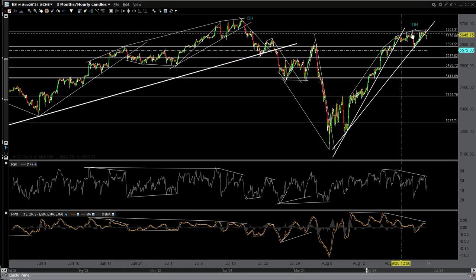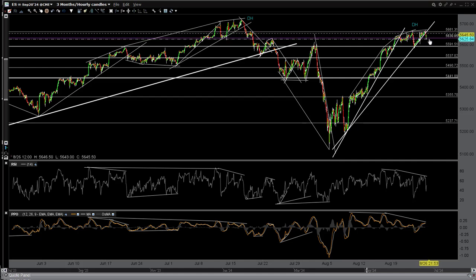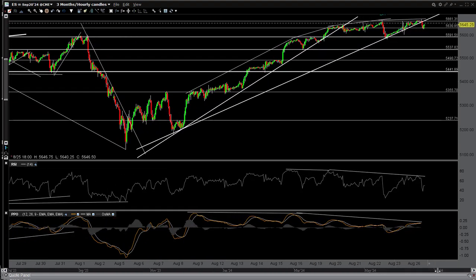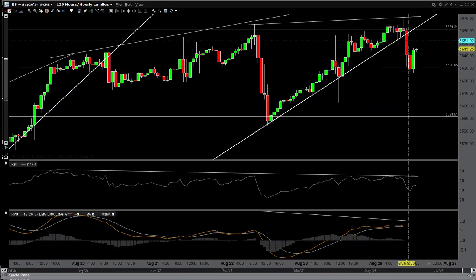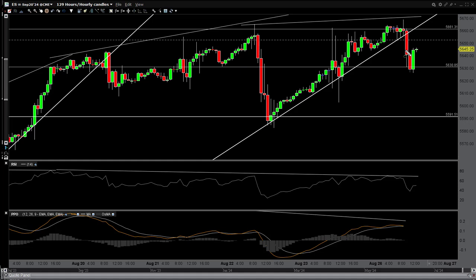ES, I already showed you too. That one broke down. It's not super far below it, but it is definitely below the trend line, and it was impulsive. And there's your big red candle. That was a solid close below. It hit that first support level, and just like QQQ, they came in and bought. That's what you're going to see.